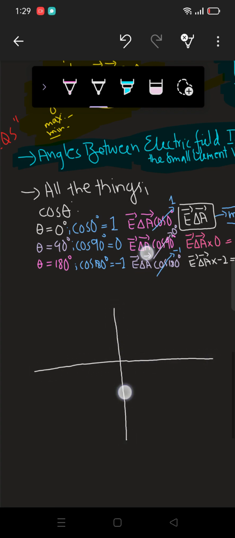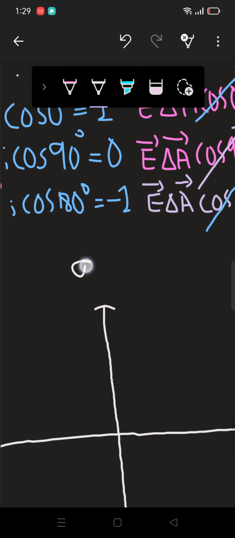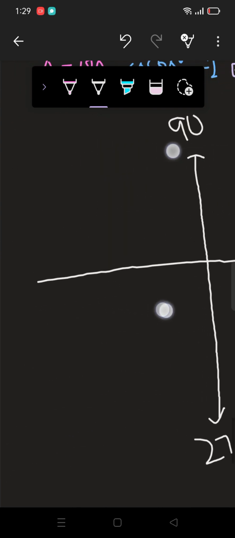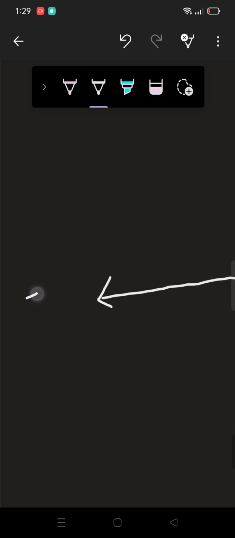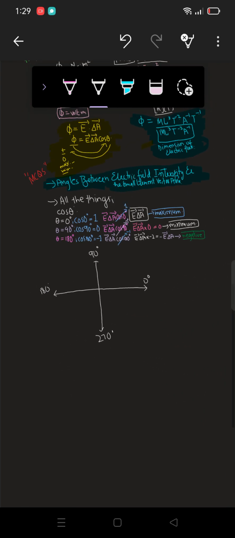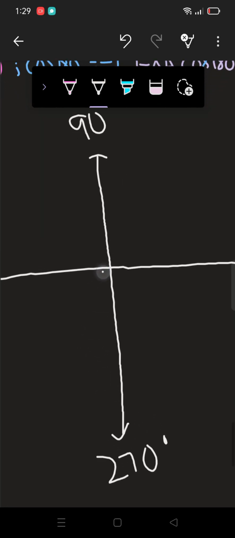So here, for example, I have a graph. This I know is 90 degree. This I know is 270 degree. This I know is 0 degree. And this I know is 180 degree, not -180, however 180 degree. So we know that everything is depending upon what? It is depending upon cos theta, the angle between the electric field intensity and the small element of vector area.